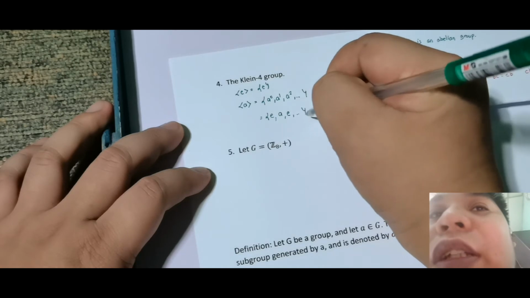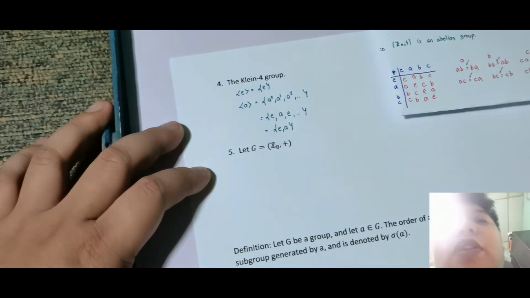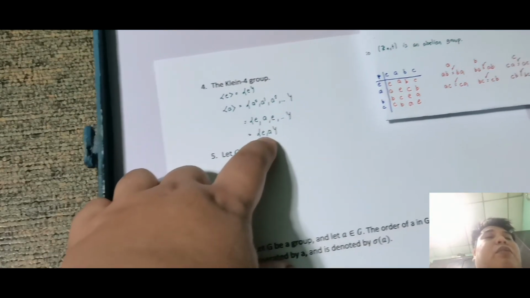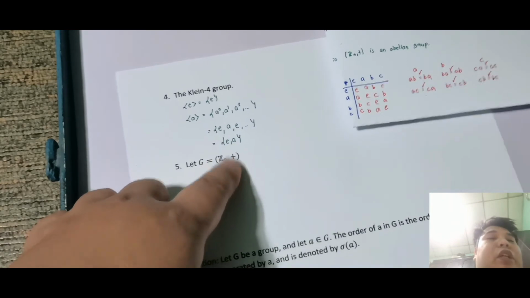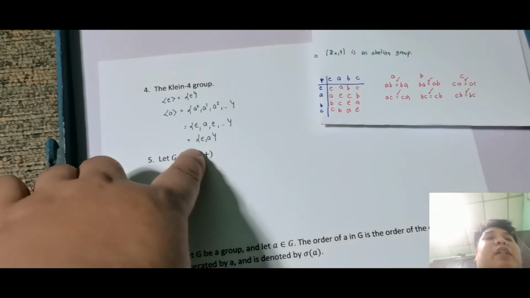So you just repeat it and revise it, this is E and A. So I'm aware that it repeated. As the theory says, once something repeats, you take only the distinct elements. So just copy that or erase it when it repeats. Okay, so therefore the cyclic subgroup generated by A is {E, A}.